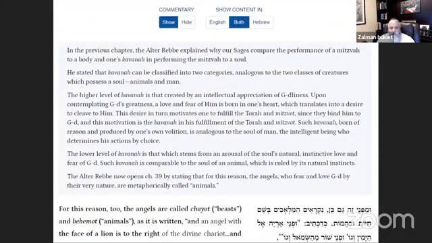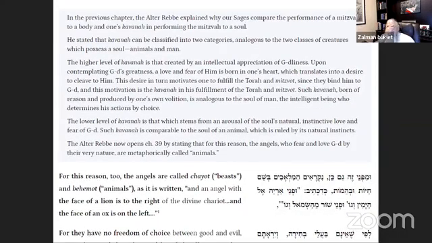We now go to the Tanya of the day. So in the previous chapter, the Alter Rebbe explained why our sages compared the performance of a mitzvah to a body and one's kavanah in performing a mitzvah to the soul. He stated that kavanah is classified into two categories, analogous to the two classes of creatures which possess a soul, the animal and the man. The higher level of kavanah is created by the intellectual appreciation of God upon contemplating God's greatness. A love and fear of Him is born in one's heart, which translates into a desire to cleave. This desire in turn motivates one to fulfill Torah mitzvahs, since they bind him to God.